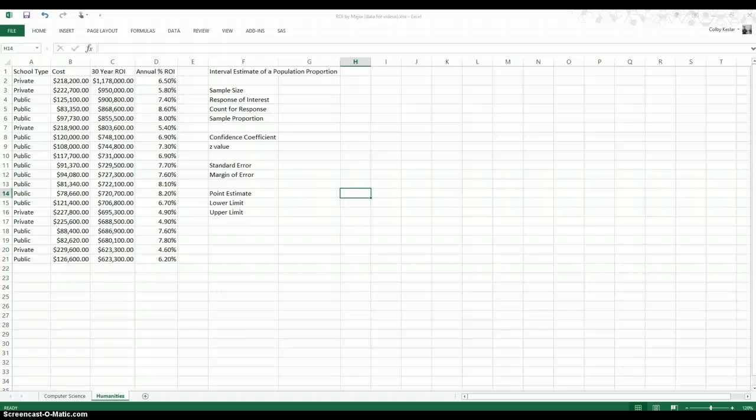Okay, I am looking at my other data here for the humanities, private versus public universities, and I am going to construct a 90% confidence interval for the population proportion. So there are quite a few things that I need to find in order to do that.